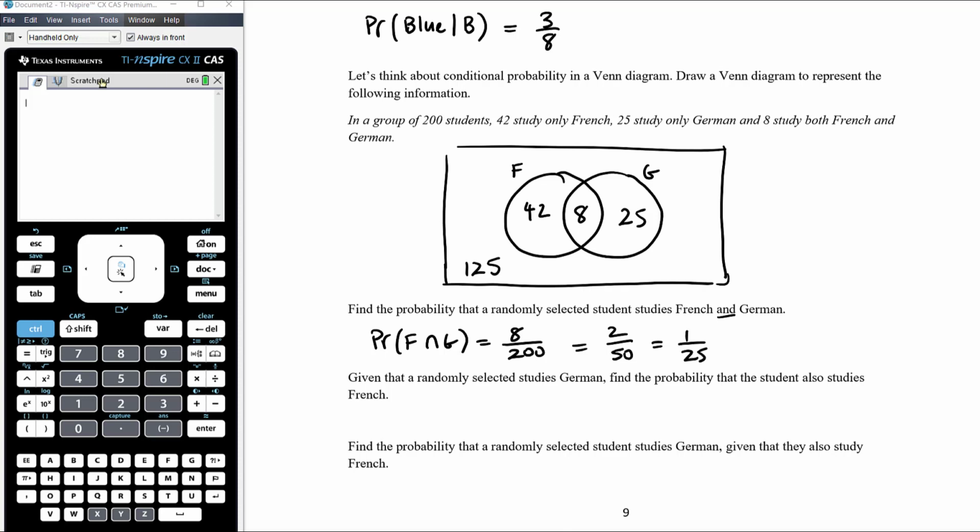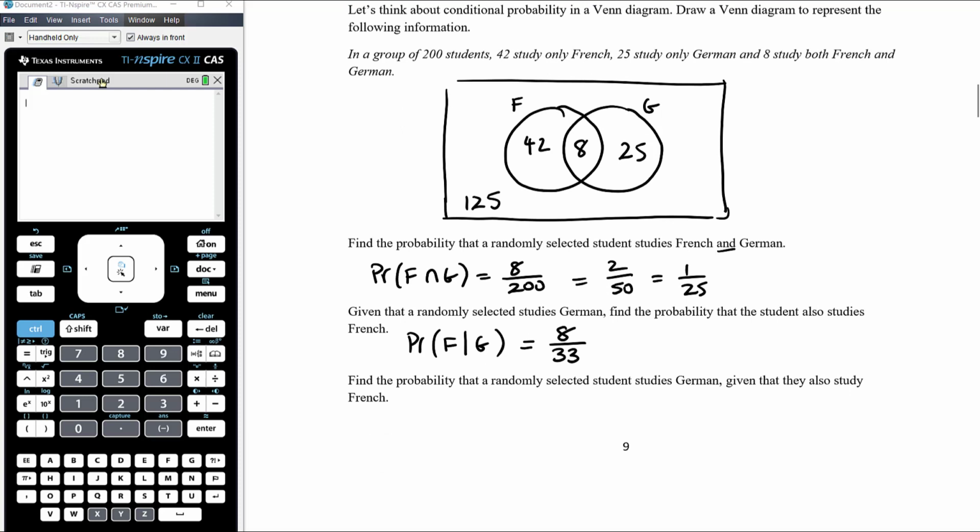Given that a randomly selected student studies German, find the probability that the student also studies French. Okay, so this is the probability that someone studies French given that they study German. Given that they study German, we know they are one of these people in here. So we're now only talking about 33 people. We know that they're one of 33 people. What is the probability that one of those 33 people studies French? It's 8 out of those 33 people.